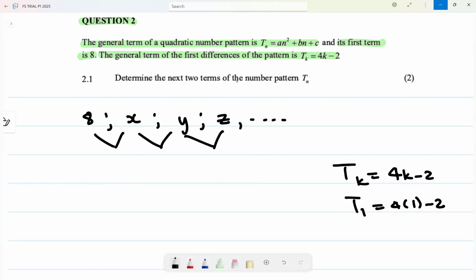So if you were to do that continuously, the first one is going to be 2 here. If you substitute 2, it's going to be 8 minus 2, which is 6. And then 3, it's going to be 10. And so on, up to wherever, guys.